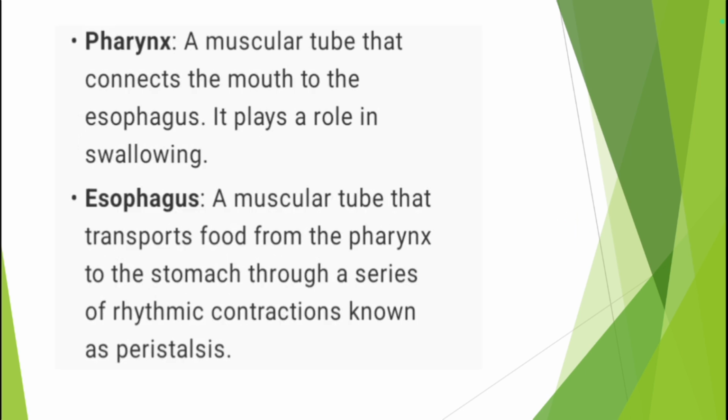Then the second part is the pharynx, a muscular tube that connects the mouth to the esophagus. Okay, now the pharynx is the connection between the mouth or the buccal cavity and the esophagus. Now, what is the esophagus? It's a tube which helps in transporting the food from the buccal cavity to the stomach, where the digestion process starts.